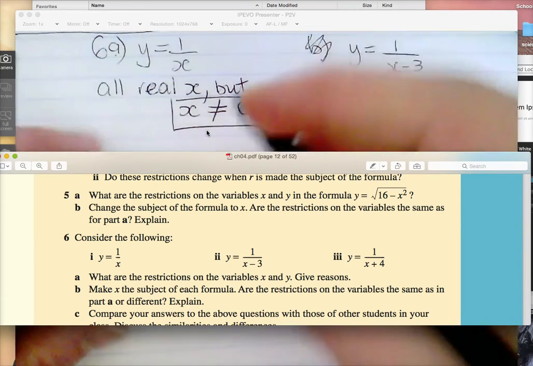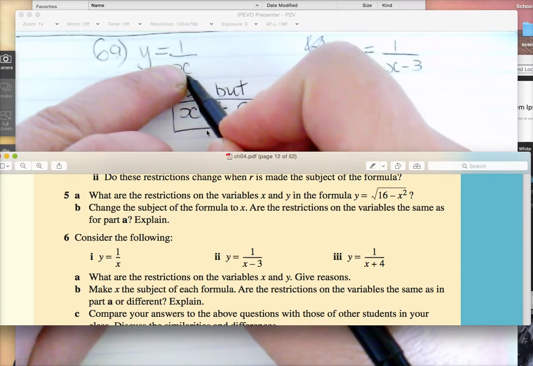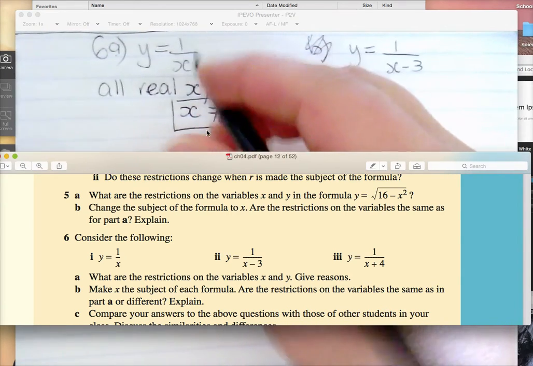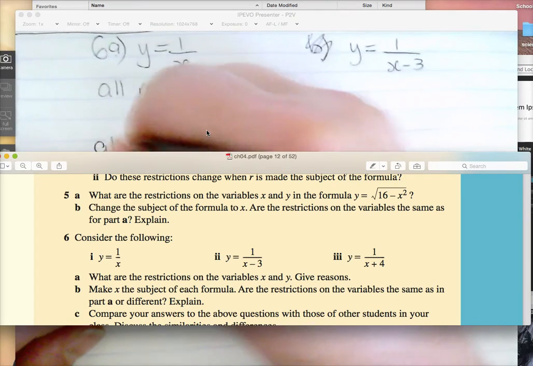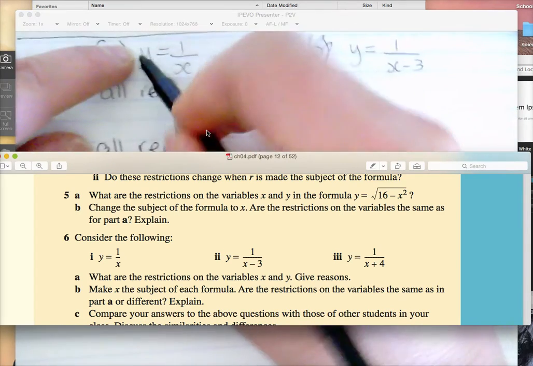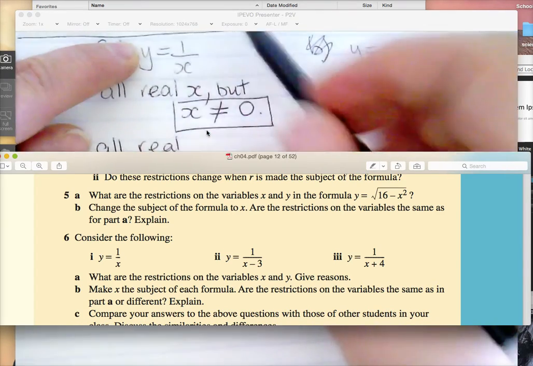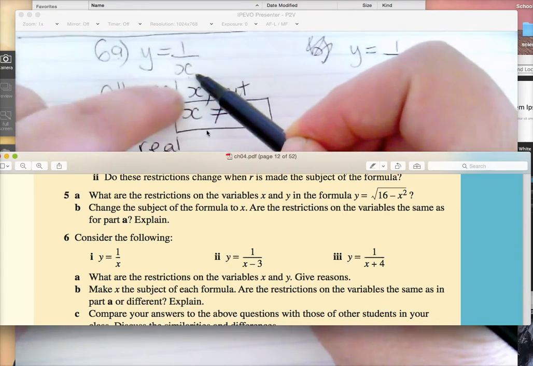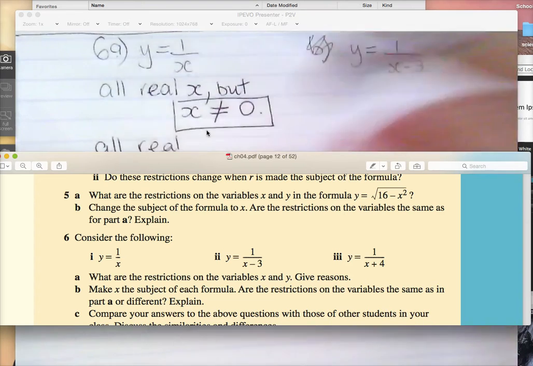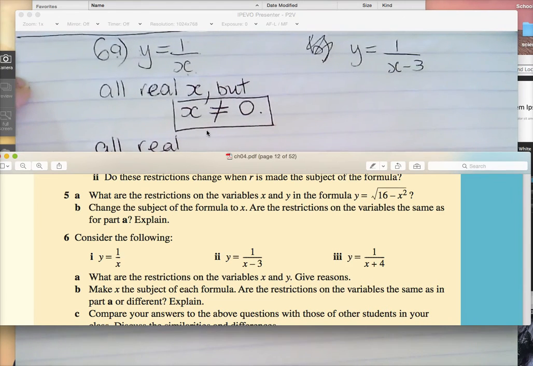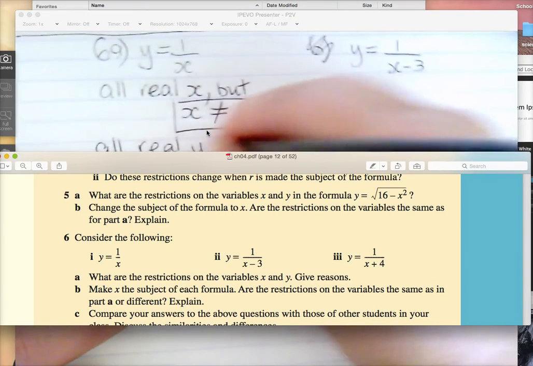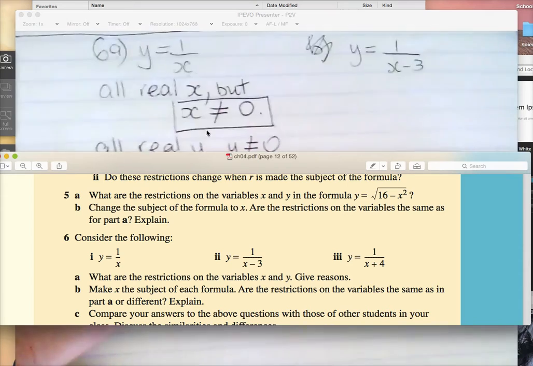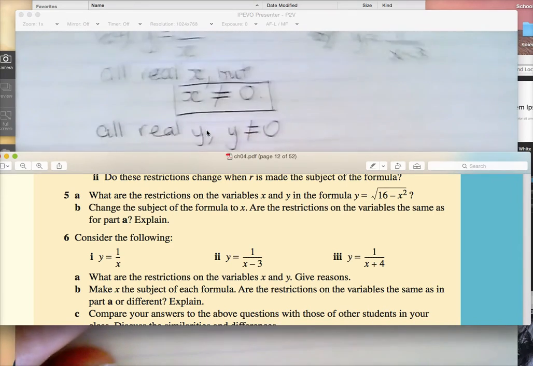So girls, if you can never divide by 0, you'll never get 0 as an answer for y. You could end up with a positive answer for y. If you do 1 divided by a positive, you get a positive. 1 divided by a negative is a negative. You're not allowed to do 1 divided by 0, so you'll never get 0 for an answer for y. Y doesn't equal 0. So all real y, comma, y not equal to 0. You don't have to put but.